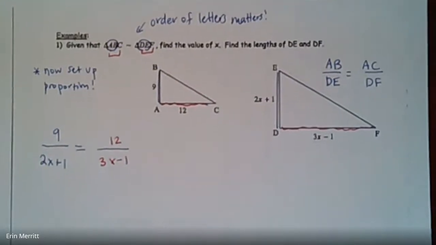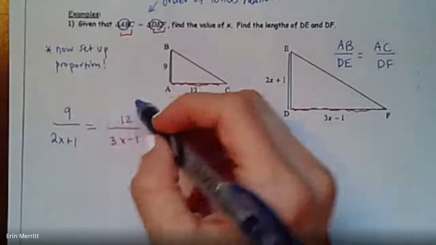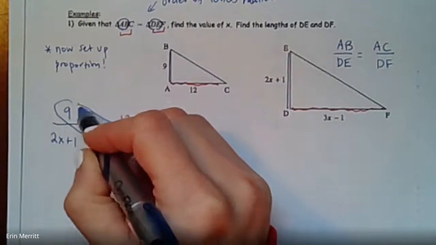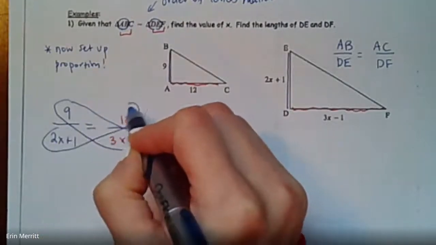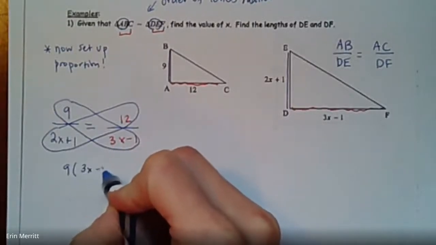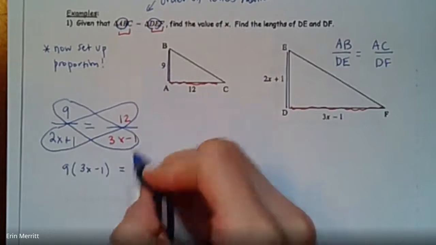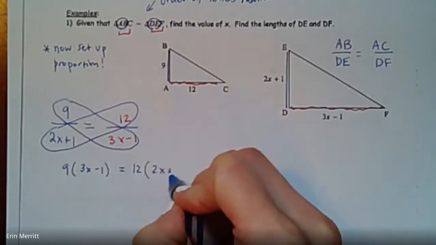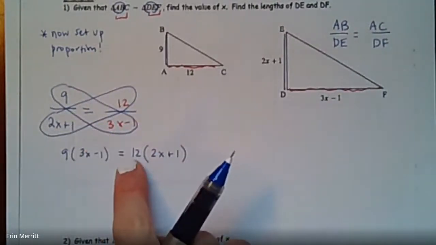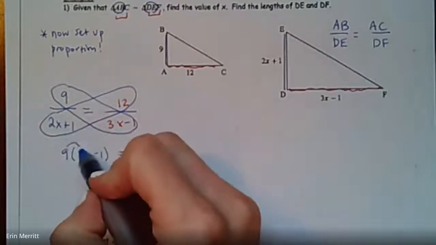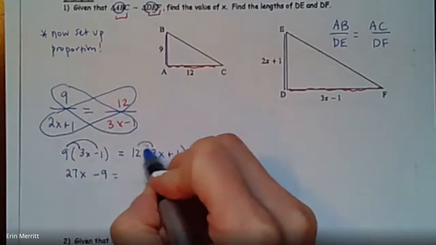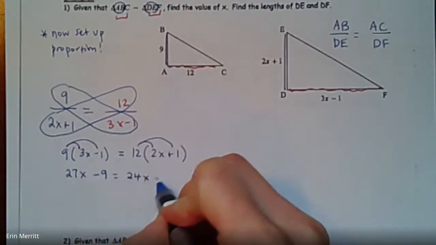And in our solving, we are cross multiplying. So when we cross multiply here, remember a couple of things. We are multiplying and setting those products equal to each other. So that's going to give us 9 times 3x minus 1, equals 12 times the quantity 2x plus 1. If it's a binomial, please put parentheses around it, and then equals goes in between here. From there, distribute and solve. So if we distribute, this will give us 27x minus 9. Over here, that would give me 24x plus 12.